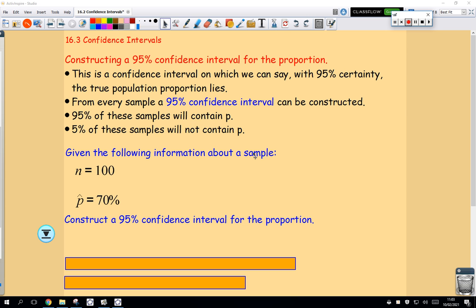Okay, another lesson on confidence intervals and their interpretation. So remember, we construct a confidence interval from a sample. We sample and we can construct a confidence interval. I'm only going to be talking about 95% confidence intervals for the proportion.